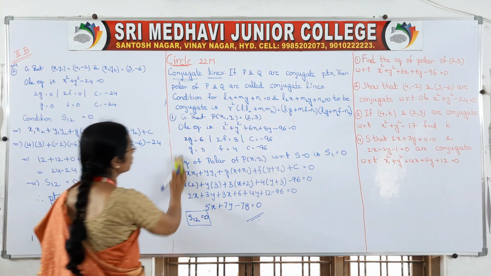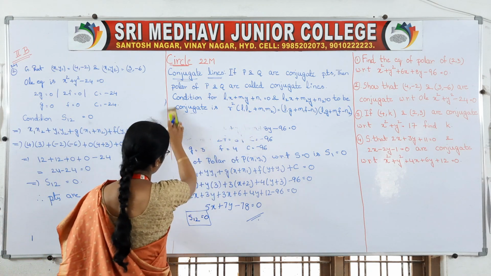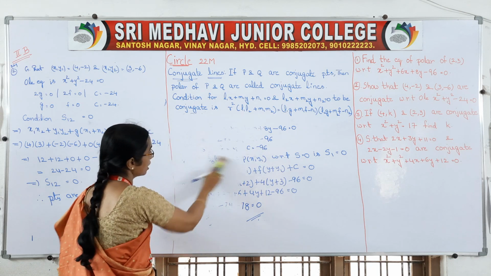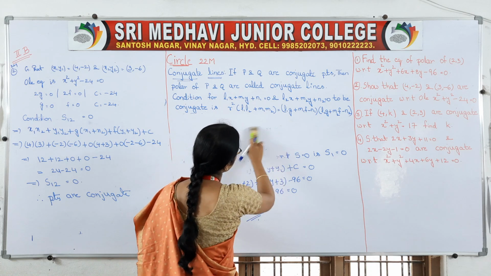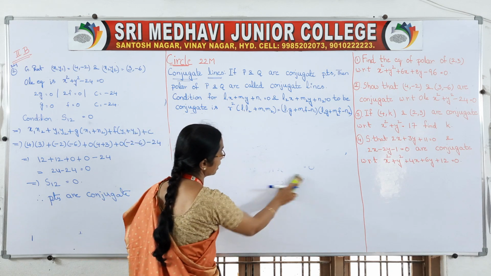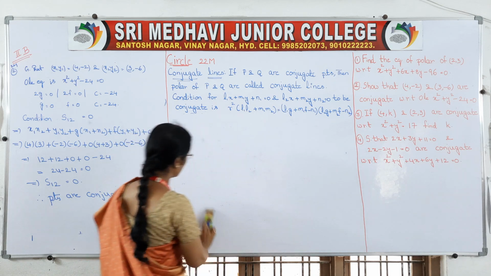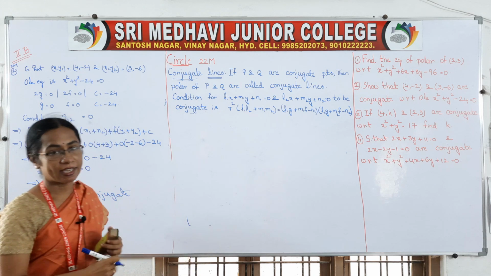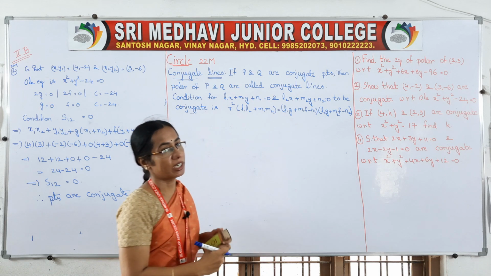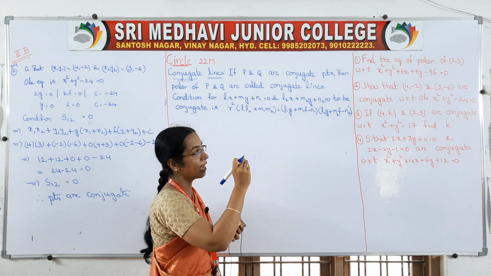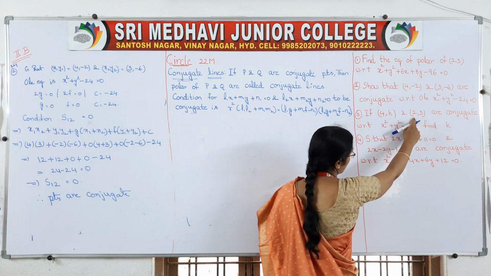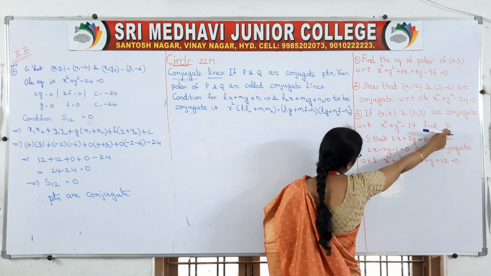Now, come to the third question. Read the third question. What is the difference between the second question and the third question? Observe carefully. In the second question, show that the points are conjugate. But in the third question, if the points are conjugate, find the value of k. So, there we had to prove that those 2 points are conjugate, that means we had to get the S12 value as 0. But here these 2 points are already conjugate. Then find the value of k.